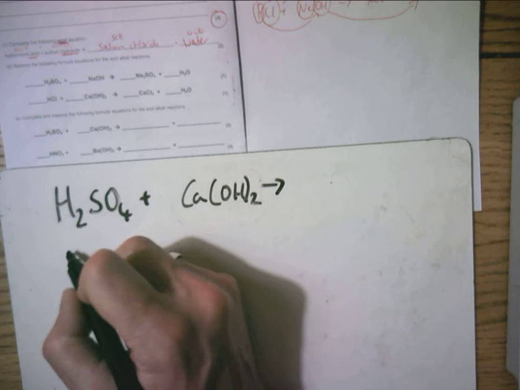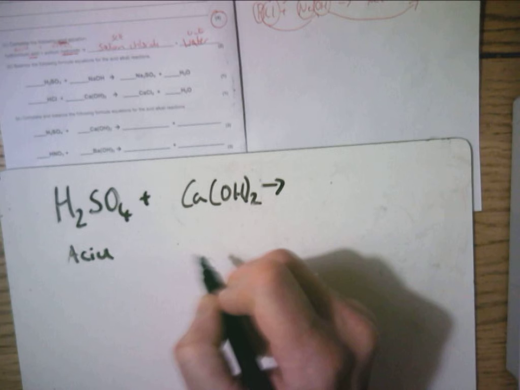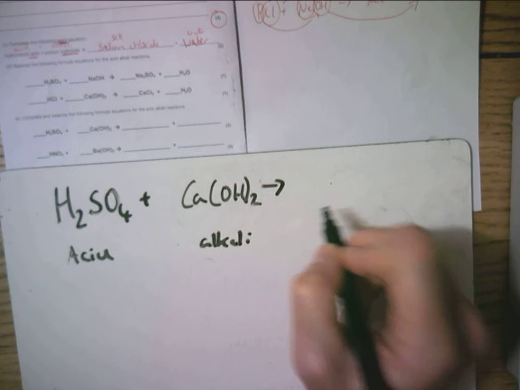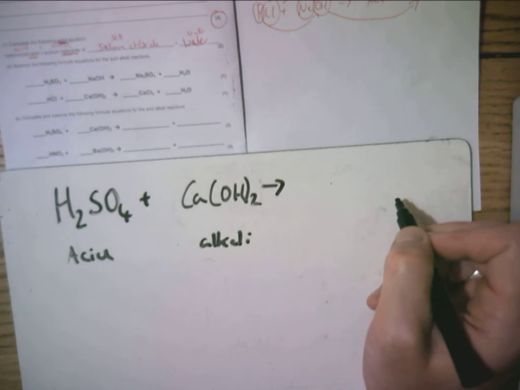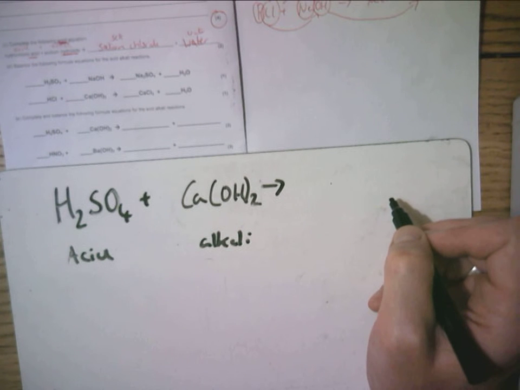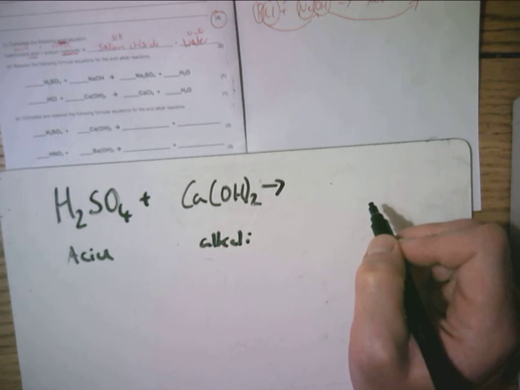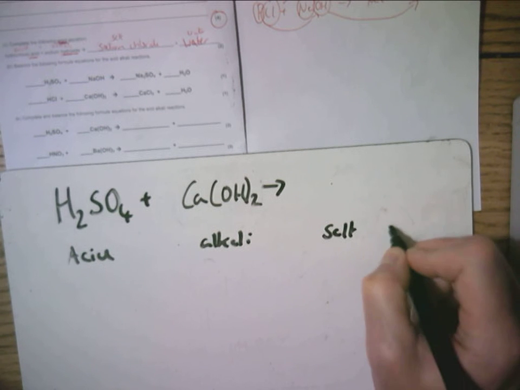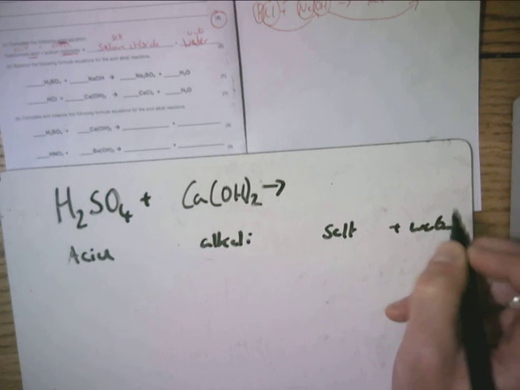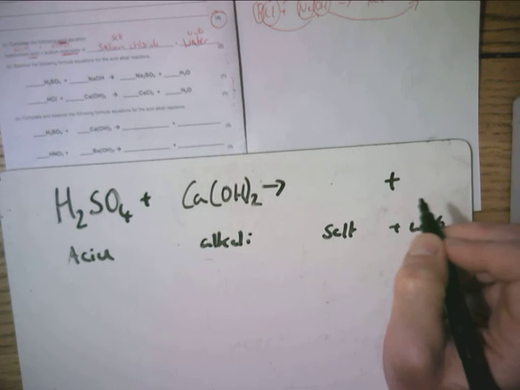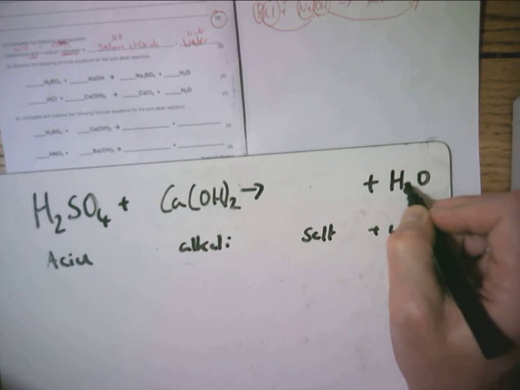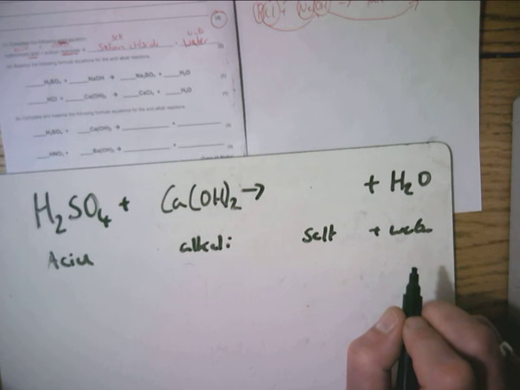Okay, so here's our acid, here's our alkali. And you've got to work out what they make and then balance the equation. Well, you know that an acid plus an alkali makes a salt and water. So even if you hadn't got a clue about anything else, if you wrote in the chemical formula for water, you get yourself a mark, H2O.